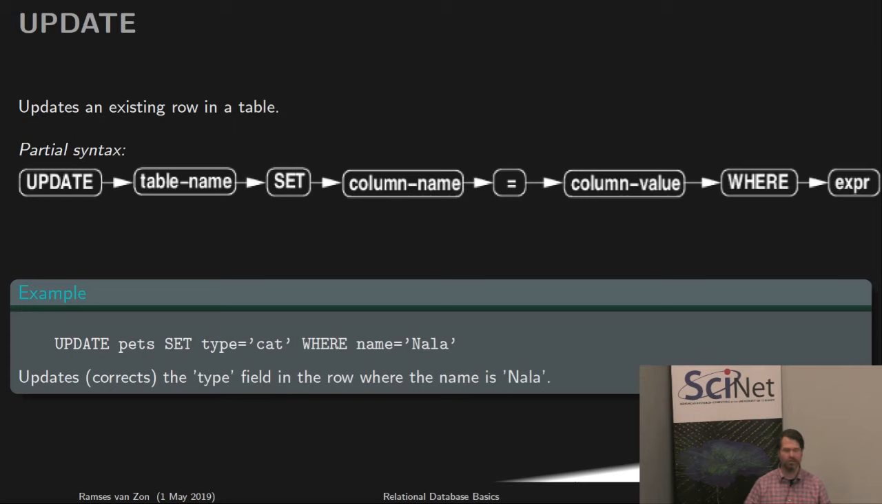It's not a very good way, it's not very specific, because if there are several animals called Nala, again, we're affecting all of them. So again, we'll see this need for a unique ID for rows, and we'll see how to do that in a little while.